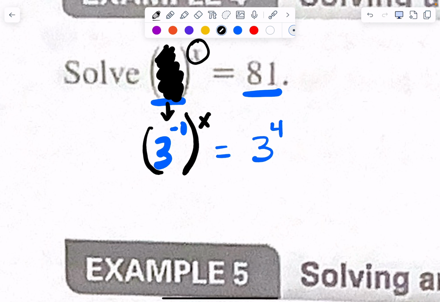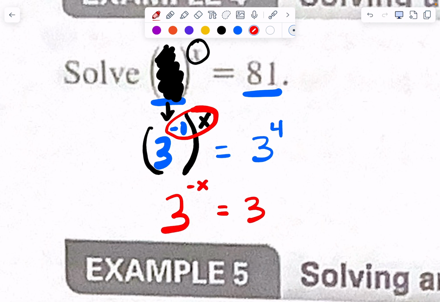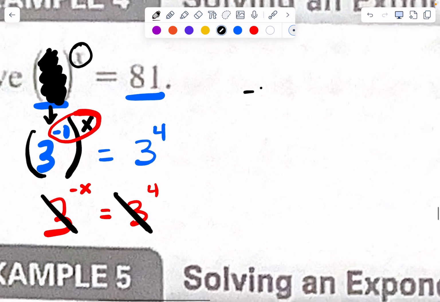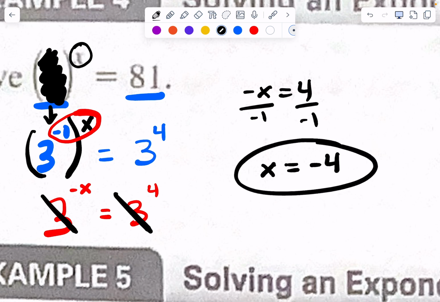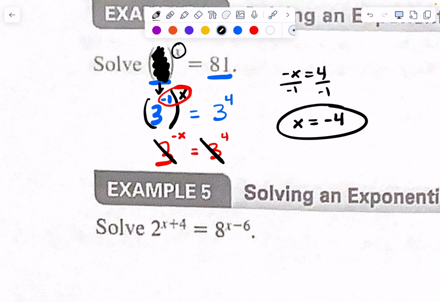So here's the fancy deal. If I have this going on, how do I combine those two? He's just -x, we're just multiplying, right? So that's like saying 3 to the -x equals 3 to the 4th power. Now that they're both 3's, I can cancel them out. -x equals 4. And if I divide by -1, x is -4. Make sense?